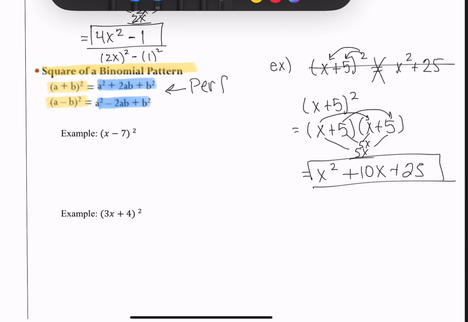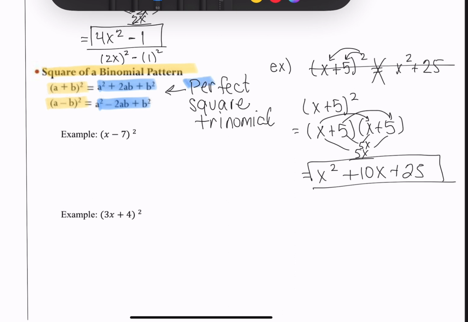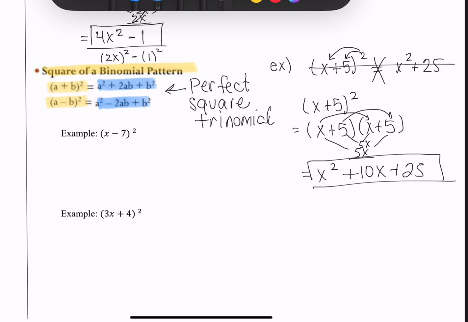Perfect square trinomial. They always follow this pattern: the first term is always a perfect square. And I'll use the example that we just did here on the right.